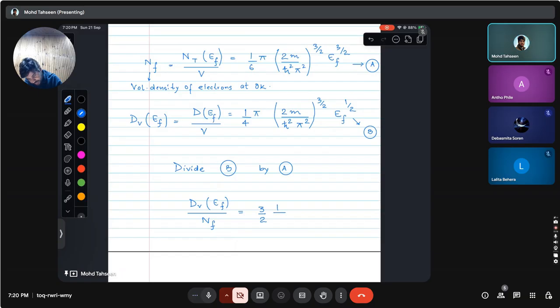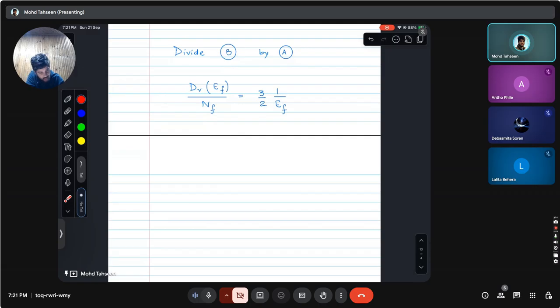And 1 by EF. Yes, because we are dividing this by this, right? So it will be 3 by 2, not 2 by 3. Okay, and now what we can write is dV by dEF equal to 3 by 2 NF by EF.